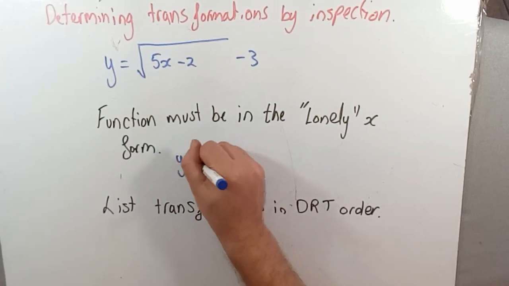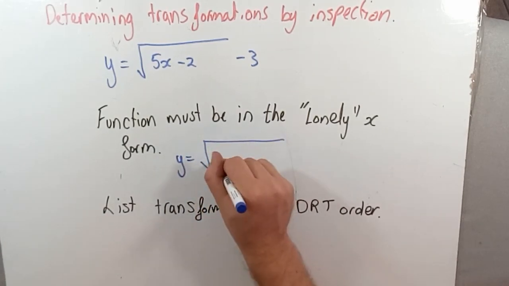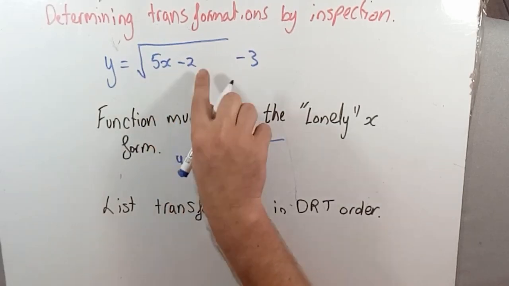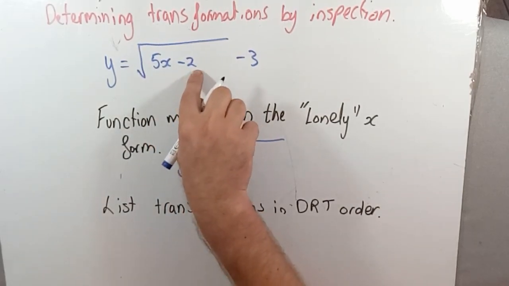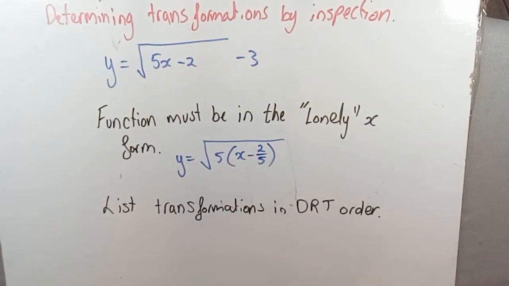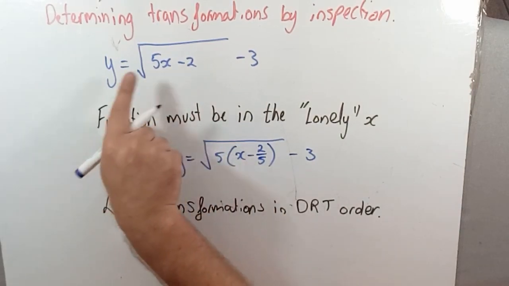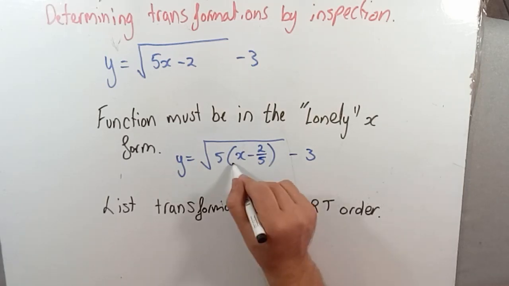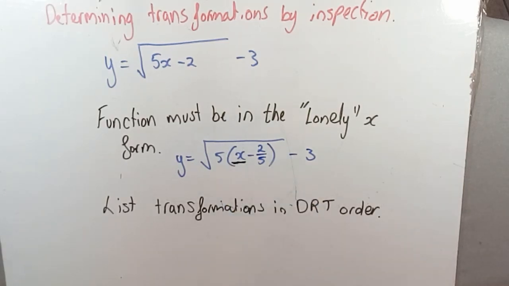So I'm going to write that as 5 bracket x minus, but if we take the 5 out, I've also got to take it out of this 2, so that this was 2/5, yeah? And then minus 3. So this is the same as this. I've just taken 5 out of these two terms here, okay? Now I'm in lonely x form. There's no coefficient for the x, okay?